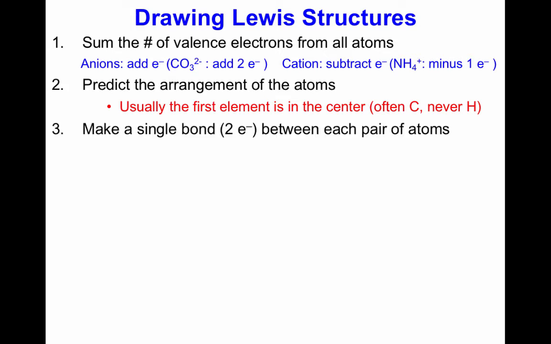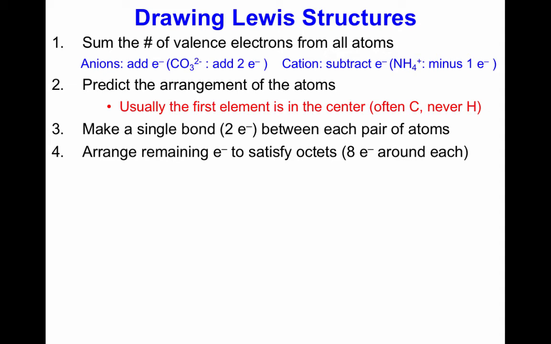After you predict the arrangement of the atoms in the molecule, start by making single bonds, or one line, between each pair of atoms, and that one line represents 2 electrons. Arrange the remaining electrons to satisfy the octet rule for every element involved. Place electrons in pairs. These are called lone pairs. As an example, the fluorine atoms on the previous slide all still had 2 electrons on each side of the atom. Those are considered lone pairs.